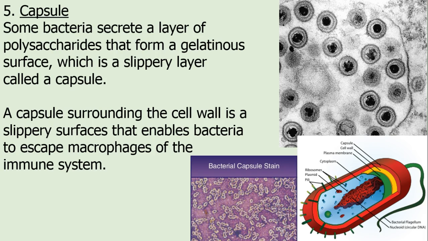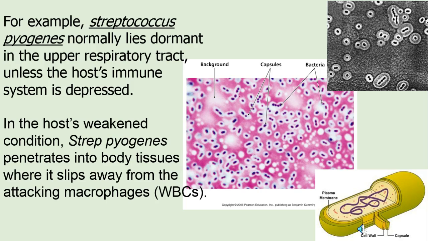Capsule. Think of it, something that's so incredibly slippery, like a watermelon seed you're squeezing in your finger. That is what a capsule is like. It has this slippery surface that can escape our macrophages, those white blood cells in our immune system. So, and these are ones that cause us a lot of infections because we have a hard time controlling them. A good example, Streptococcus pyogenes.